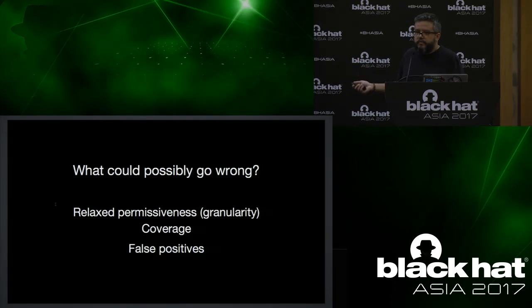Another problem, of course, is coverage. If you have indirect branches which are not protected, then you won't be able to protect these specific branches, and attackers might be able to exploit that specific branch and that specific address. Also, you have problems with false positives, because if your control flow graph is too tight and you don't predict certain branches, then your system will raise false alerts and tell you that something that is not an attack is actually an attack, and you don't want that.